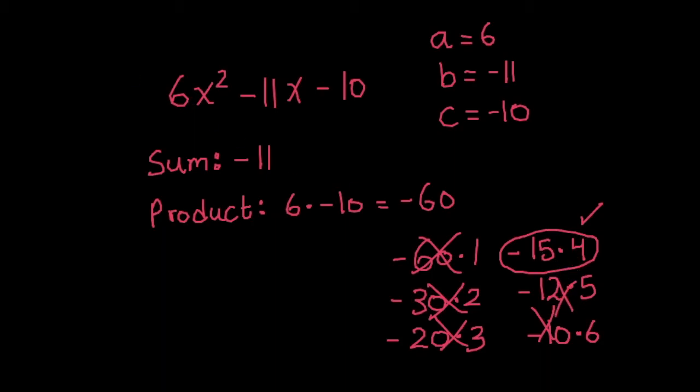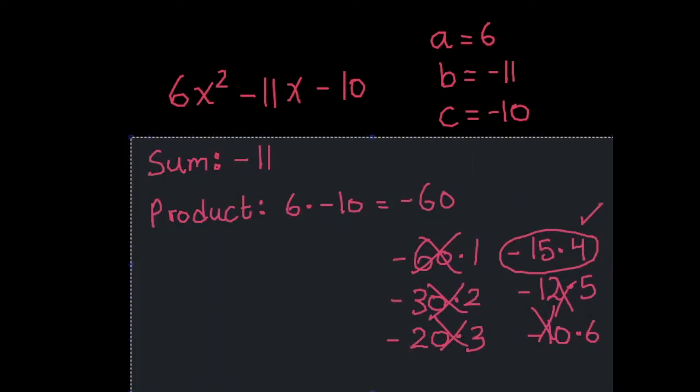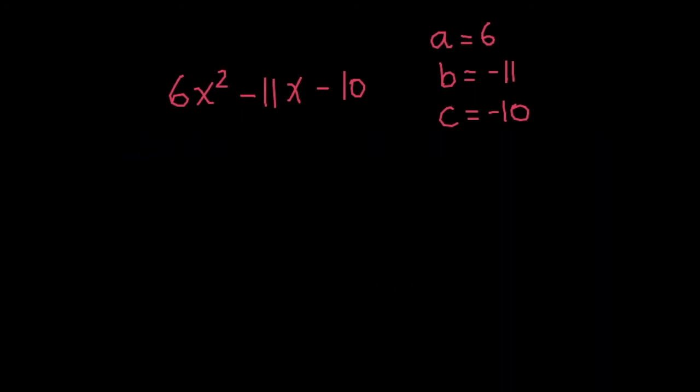All right, so let's make up some space. Oops, sorry about that. All right, so our two numbers are negative 15 and 4. So we're going to split the negative 11x into negative 15x and 4x. So negative 15x plus 4x, and then we have minus 10.